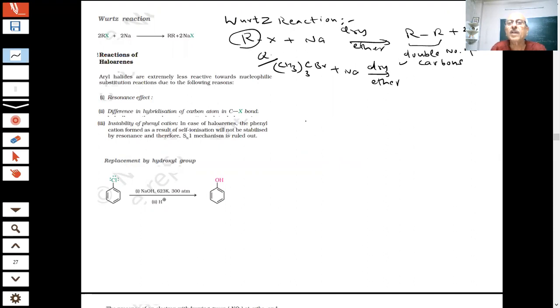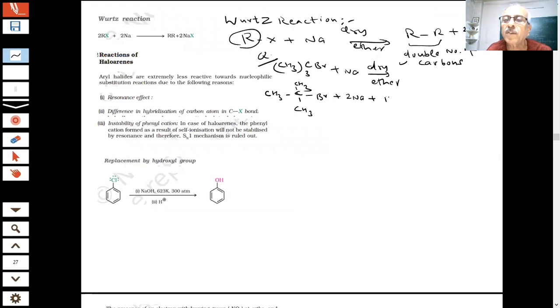Done, sir. Written. What is the answer? How do I do it in the exam, student? This question was given: what is the IUPAC name of the product? Tell me how we have done it.